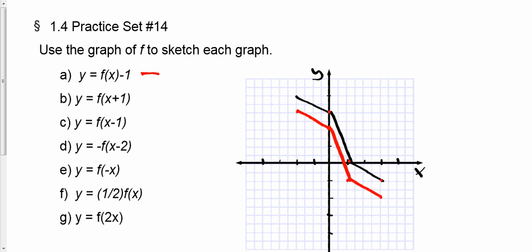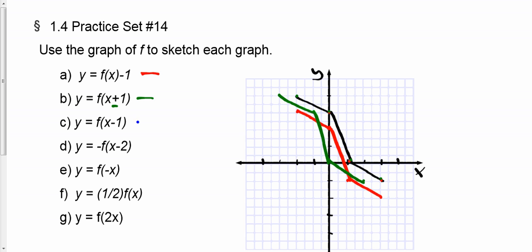Let's do letter B in green, shall we? Now it takes f, and because of the plus 1, it moves 1 unit to the left. So it takes this one and moves it here. This one gets moved here. This one gets moved here. And this one gets moved here. And so I am left with boom, boom, boom. And that's letter B.